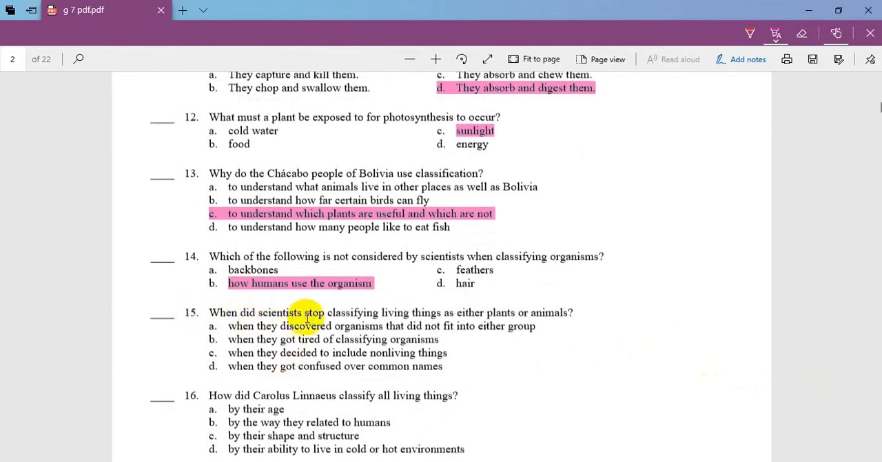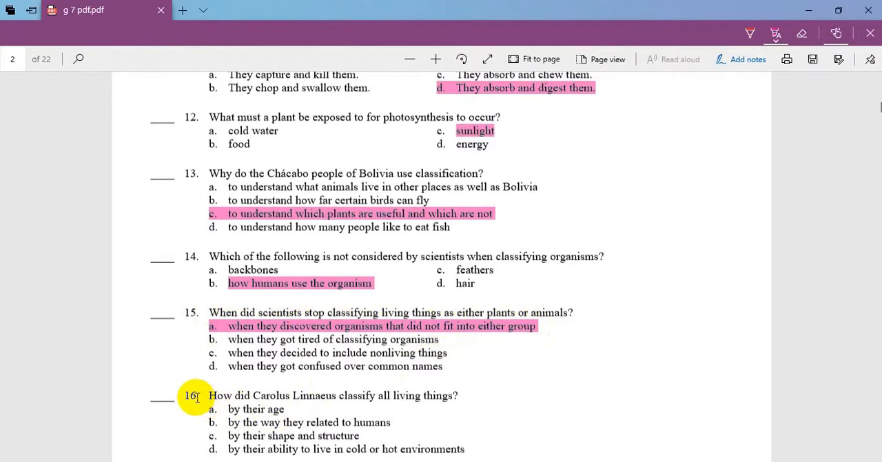Question 15: when did scientists stop classifying living things as either plants or animals? Scientists stopped classifying them as plants or animals when they discovered organisms that did not fit in either group, like Euglena. If you remember Euglena, we said it makes food like plants and it moves like animals. This was so confusing for scientists, and that's why they started to put new kingdoms like the Protist Kingdom. So the answer is letter A, when they discovered organisms that did not fit into either group.